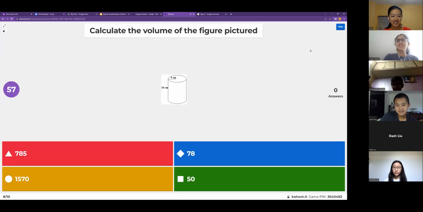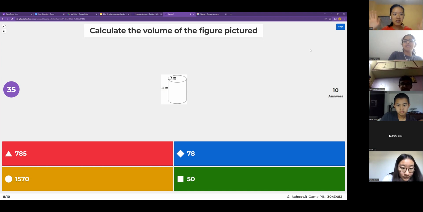The volume of the figure. It's a cylinder. Just imagine pi at the end of each of those. 5 squared times 10 times pi. Wait a second, I'm still confused. The answer's not what's on the right there. Oh, use a calculator. Use a calculator and use pi and round. You can just approximate it pretty much.